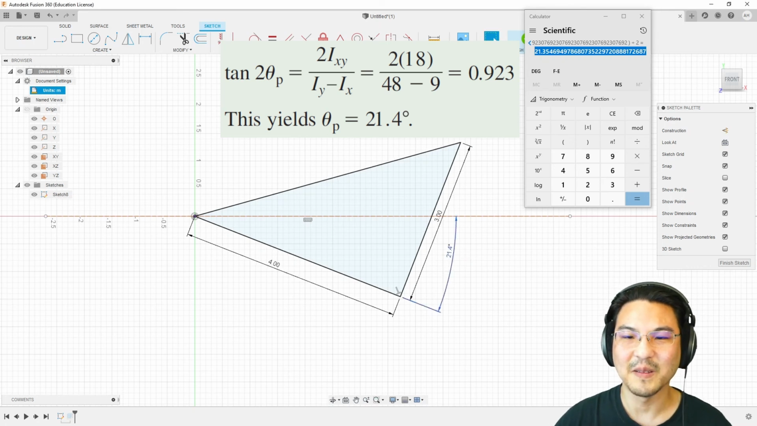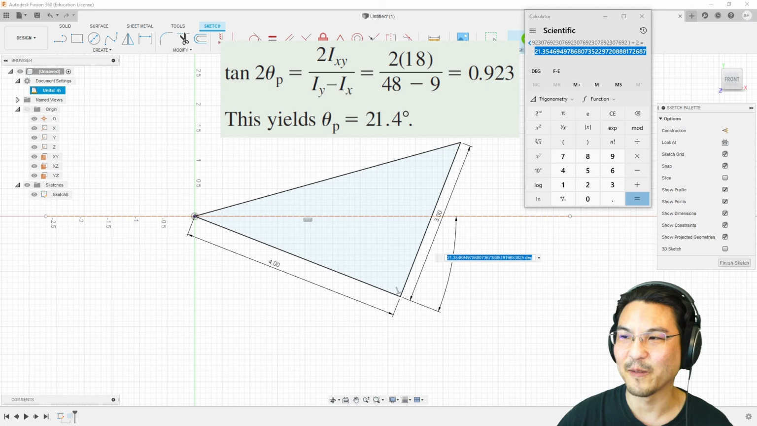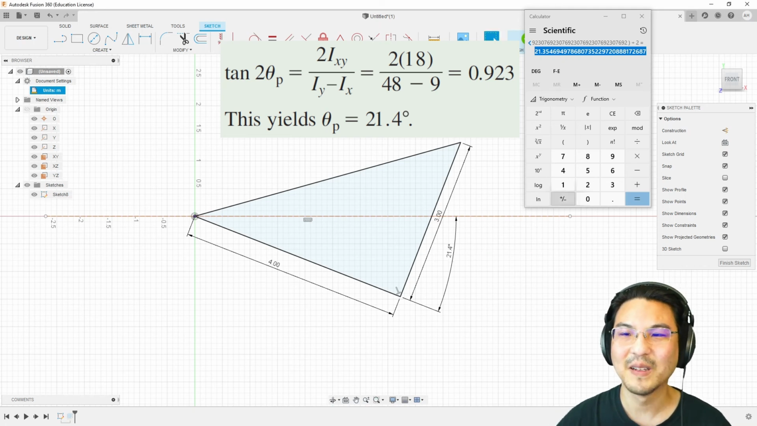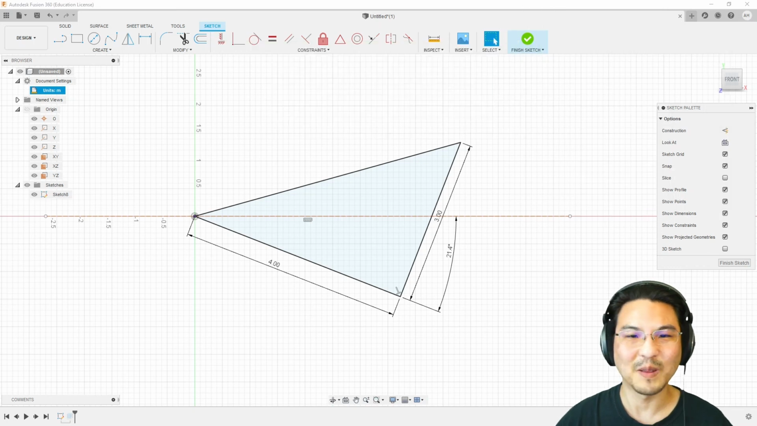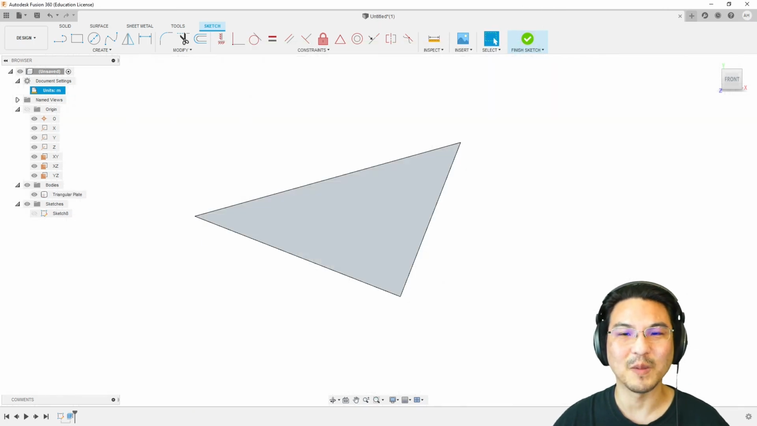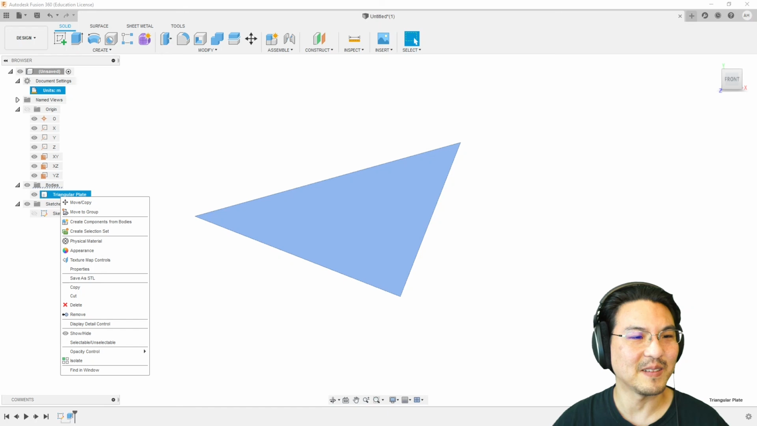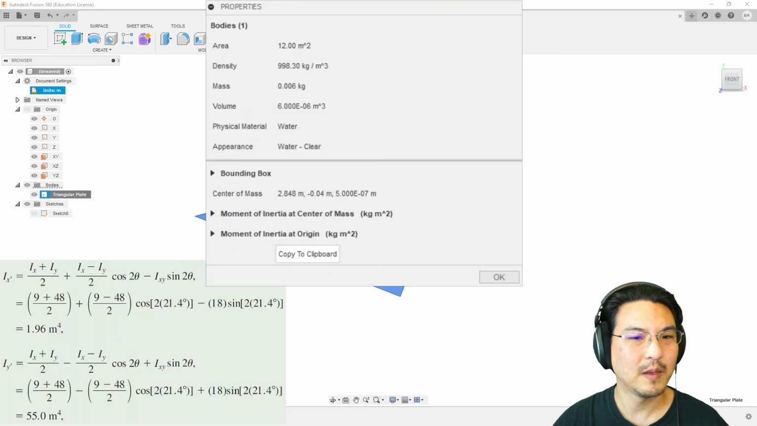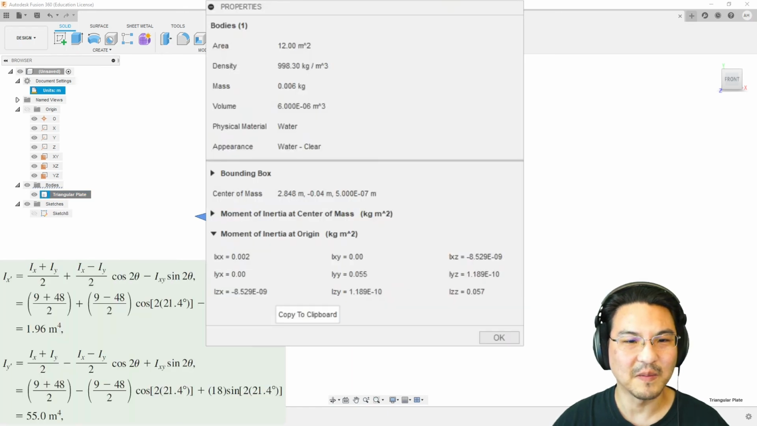Okay, so the angle, I have all those decimal places of precision for the angle now. So now I'm more confident the product of inertia is going to be closer to 0. So let's check it out. There we go. That's better, right? Now the product of inertia is 0.